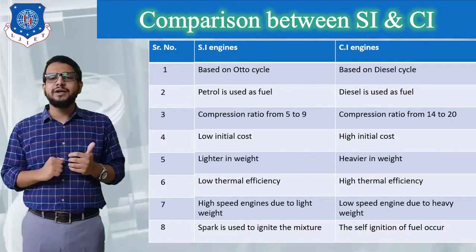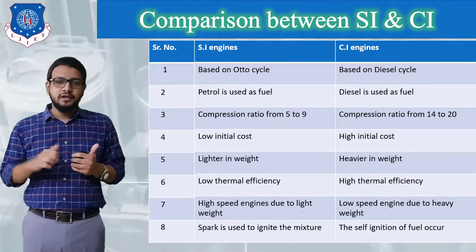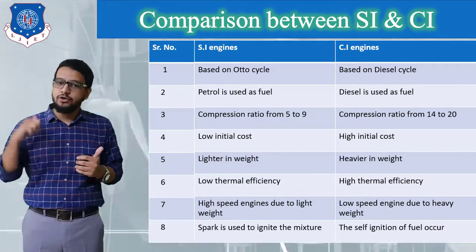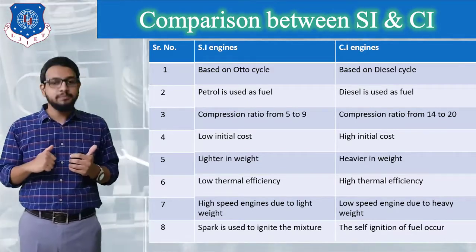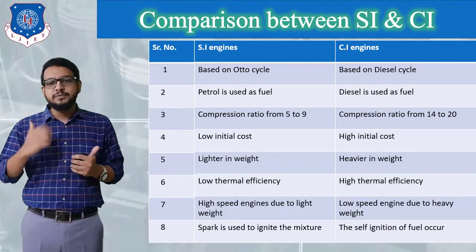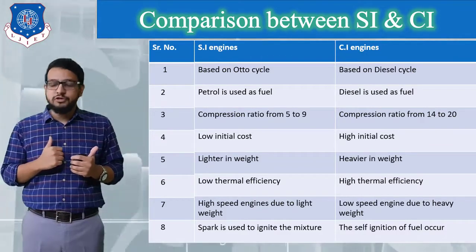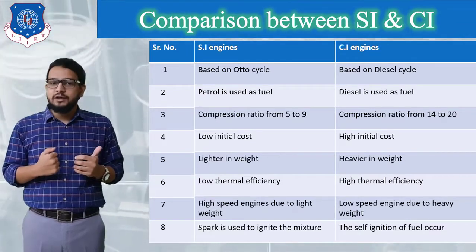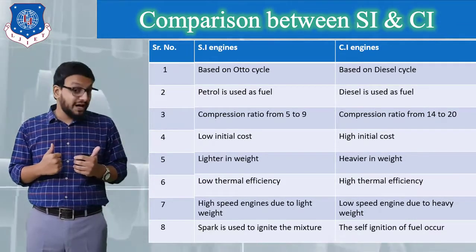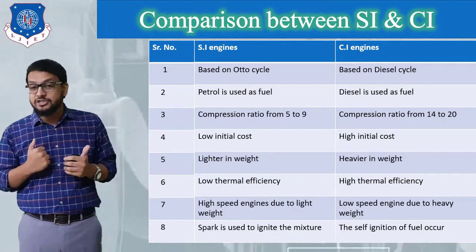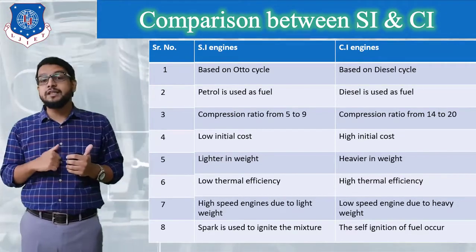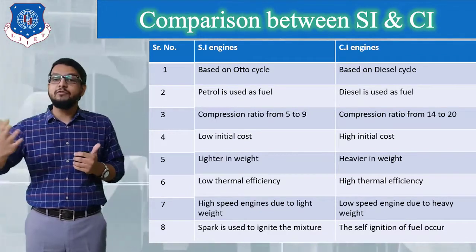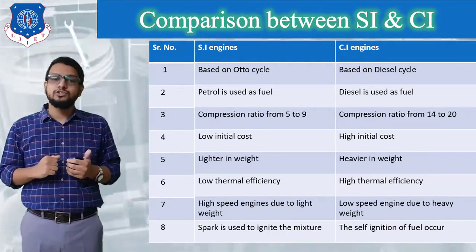Taking the case of speed, the SI engine is a high speed engine due to its lighter weight, whereas the CI engine is a low speed engine because it is heavier in weight. Now the next point is based on how we ignite the fuel. We know that in the petrol engine, that is the SI engine, we ignite the fuel by means of a spark plug, so we say it is a spark ignition engine. In the case of the CI engine, it is self ignition. It is ignited by itself at the end of the compression stroke.